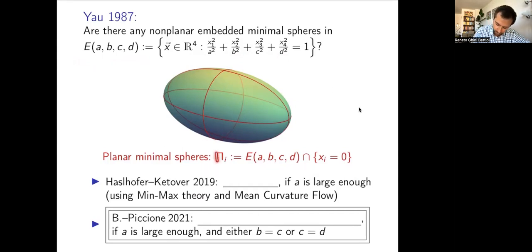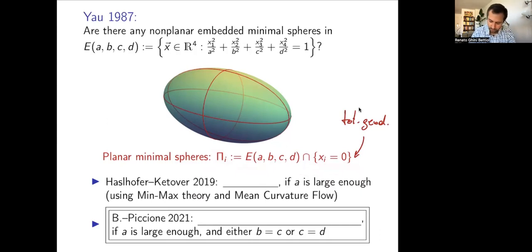Okay, so we'll denote these by pi I. So pi I is the intersection of the ellipsoid with the hyperplane xi equal to 0. Of course, again, these are totally geodesic. So maybe I'll indicate here. These are totally geodesic since they are the fixed point set of a reflection, and in particular minimal. And the question is, are there any other ones, right?